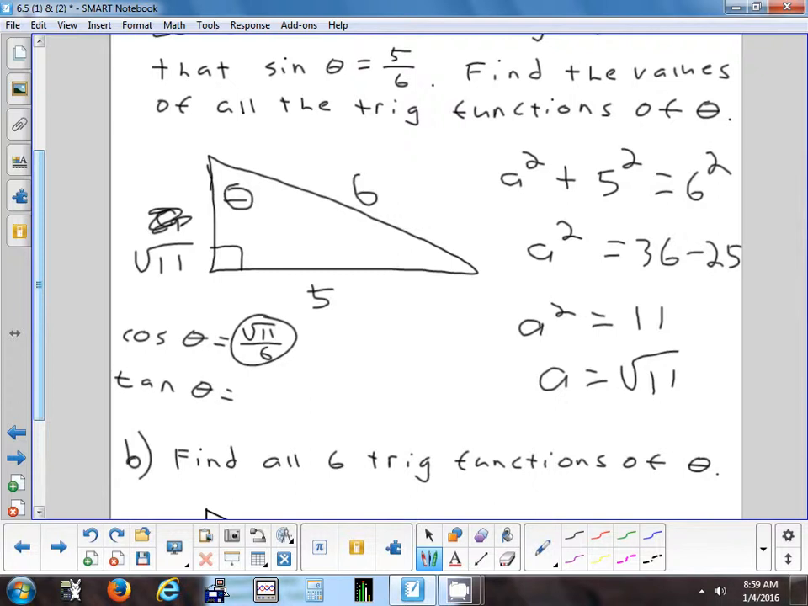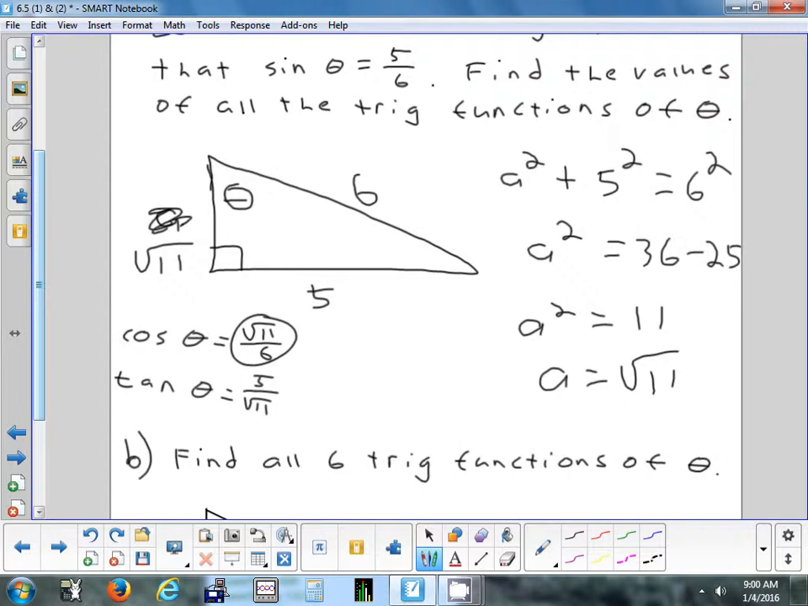Okay, and my tangent. Kyle, what's my tangent? 5 over square root of 11. Good. 5 over square root of 11. Okay, I like that answer. There's only one thing we need to fix with it, but this is a good first step. What do I need to fix there? Right, we got to fix that square root from being on the bottom.